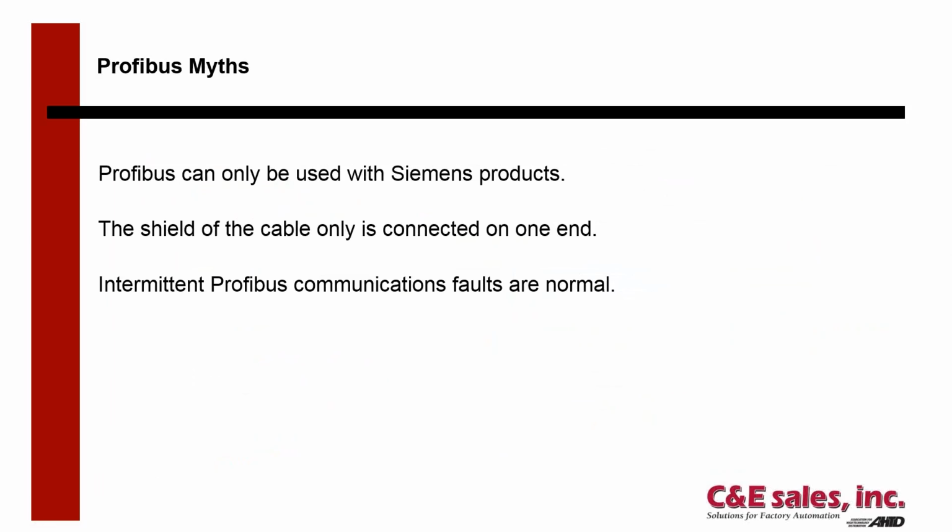I hear this one a lot. Intermittent Profibus communication faults are normal. I talk to customers over the years and they say, hey, life is great. We just every so often get a Profibus communication blip and we'll cycle power and we'll come back and we'll move on with our lives.